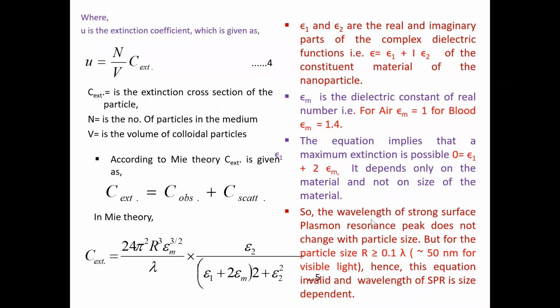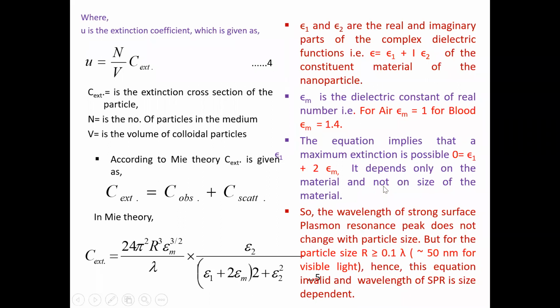But the wavelength of a strong surface plasmon resonance does not change with the particle size. However, if the particle radius is greater than 0.1 wavelength, it is near about 50 nanometers and shows in the visible region. So at that time this equation fails, and it does not depend upon the material, but the SPR is size dependent when R is greater than 0.1 lambda.